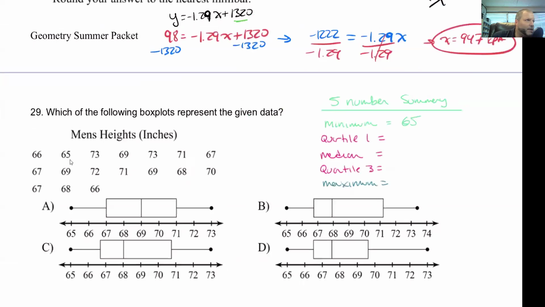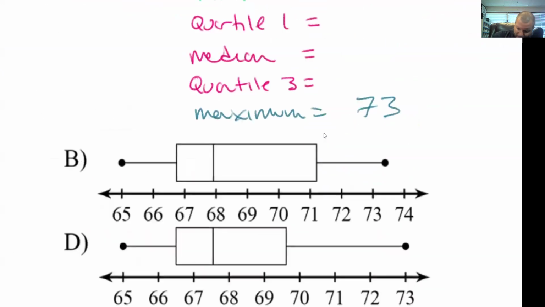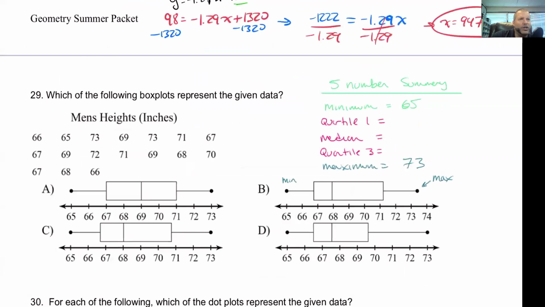All right, so the maximum here, 73, anything bigger than 73? Nope, 73 it is. Because we have graphs here, you can get a little bit of bang for your buck just looking at the minimum and the maximum. That's what these points at the end mean. That's going to be your max. That's going to be your min. Notice that in option B, since we have a maximum that's bigger than 73, our answer is not B. So A, C, and D are still in the running.